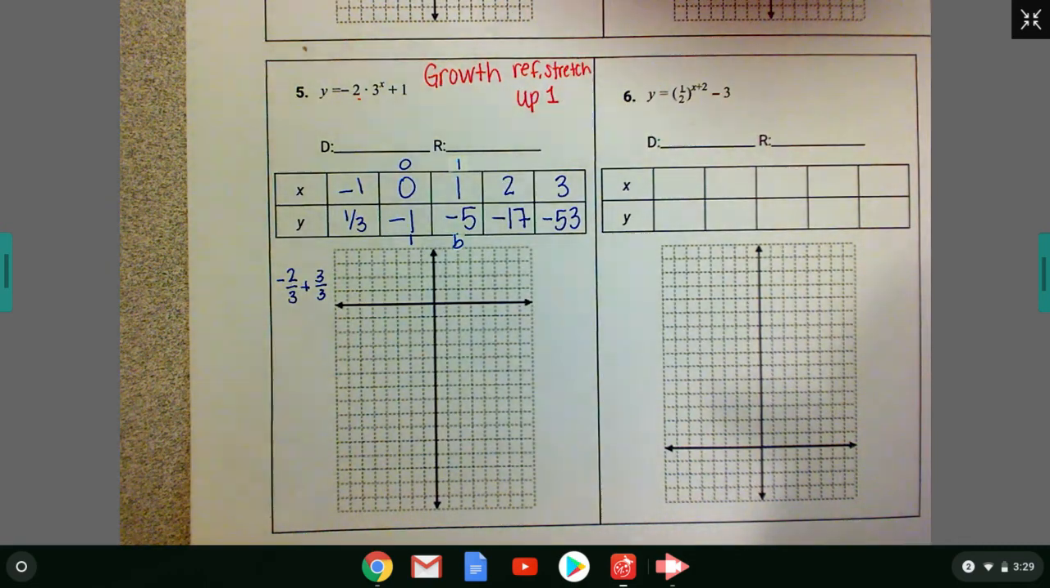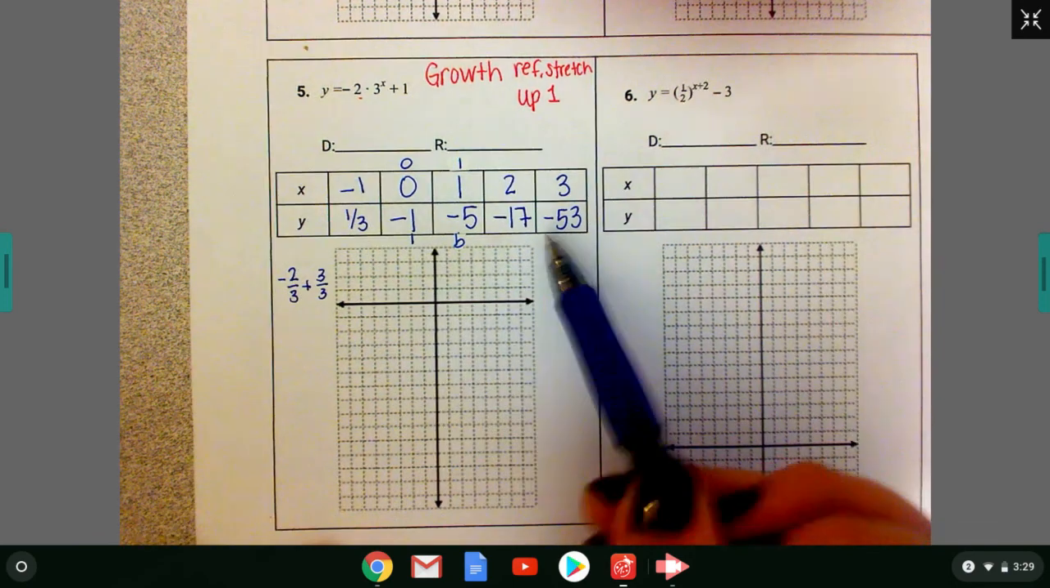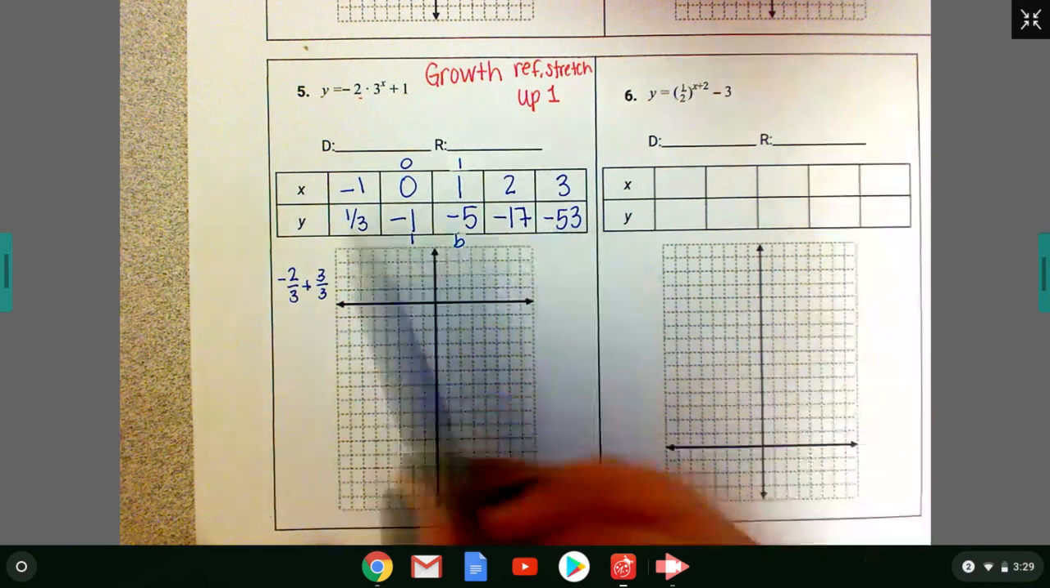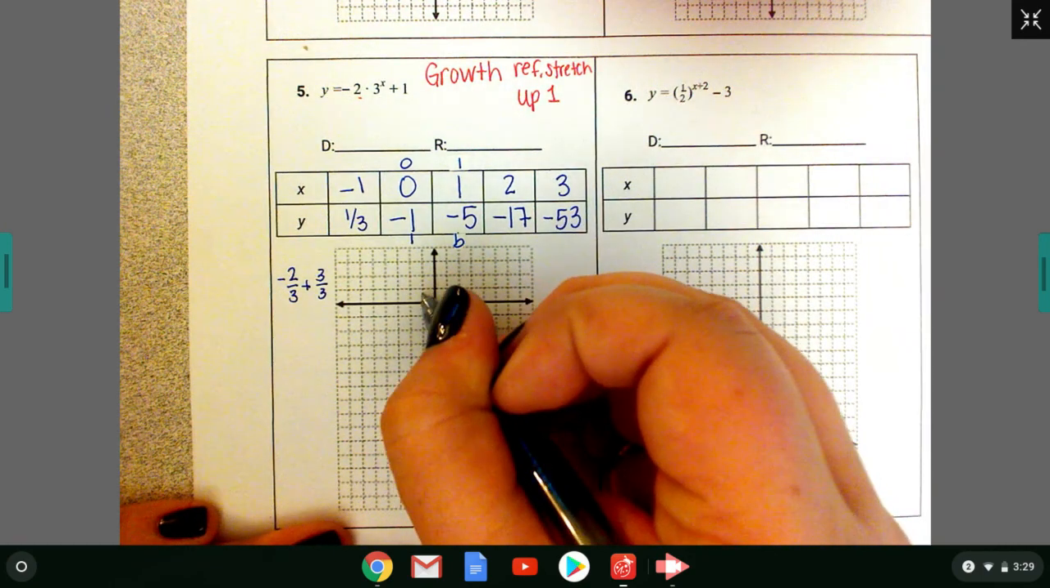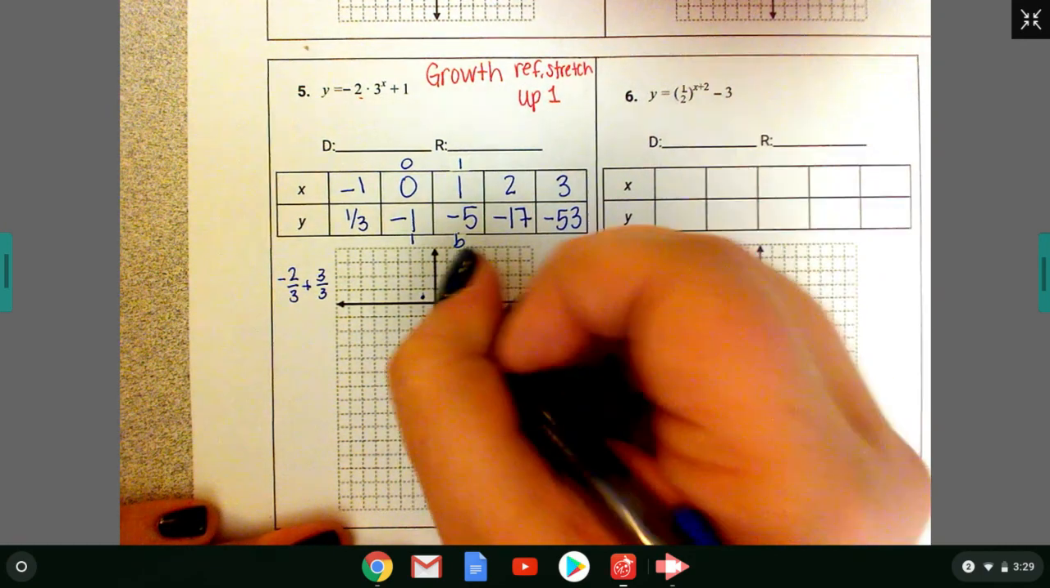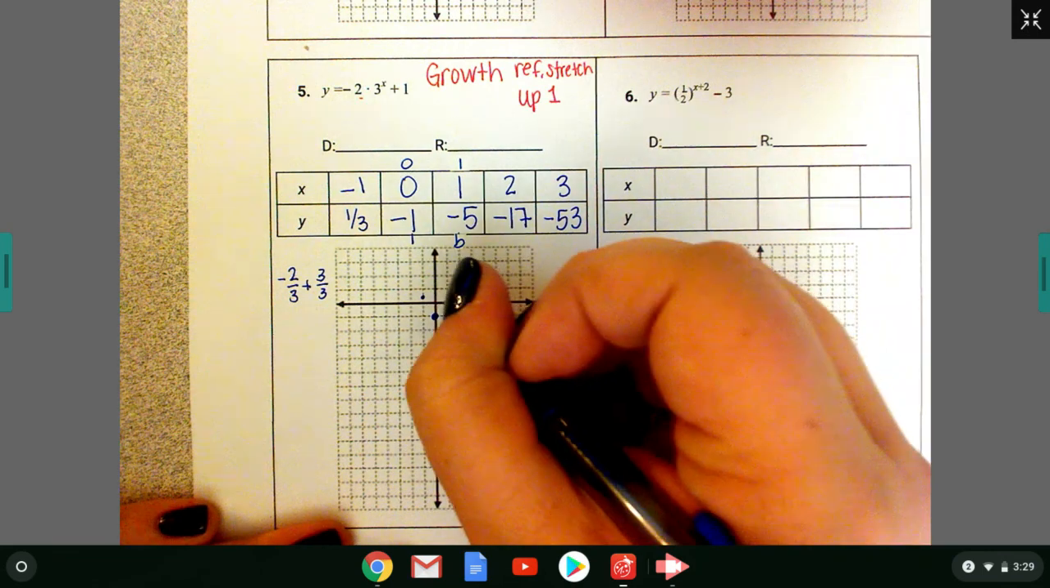All right, well, let's plot these points. We only can really plot a couple. We can't even plot these ones, they're so far off the graph. So we can plot these three: negative 1, 1/3; 0, negative 1; 1, negative 5.